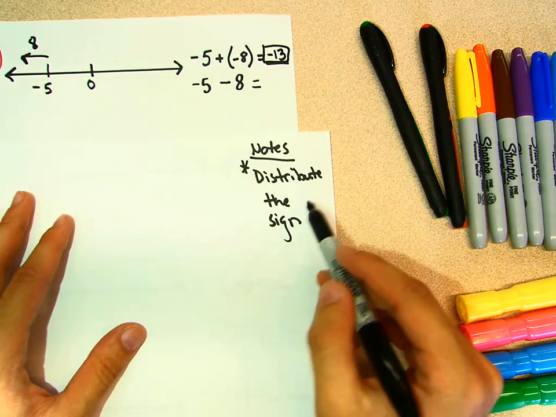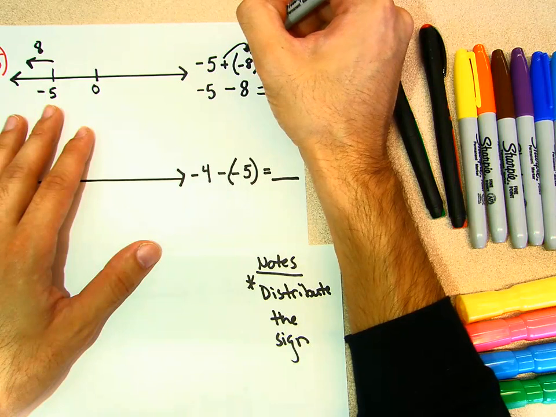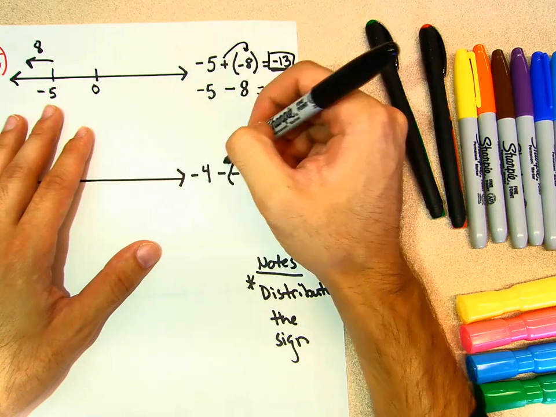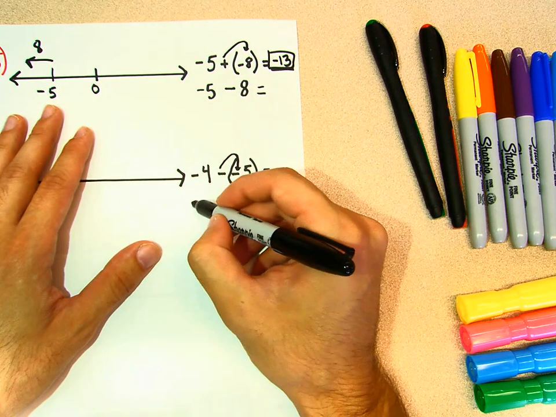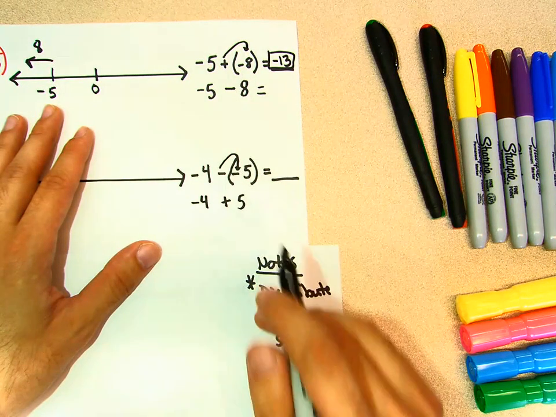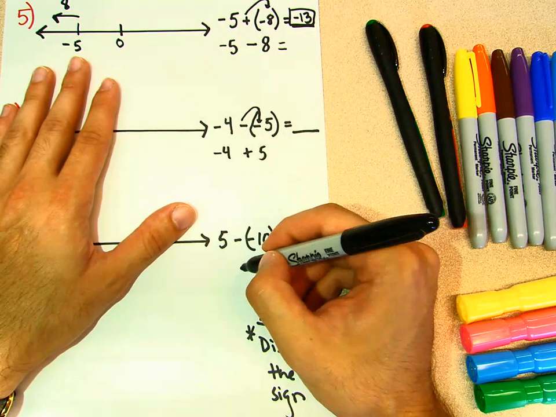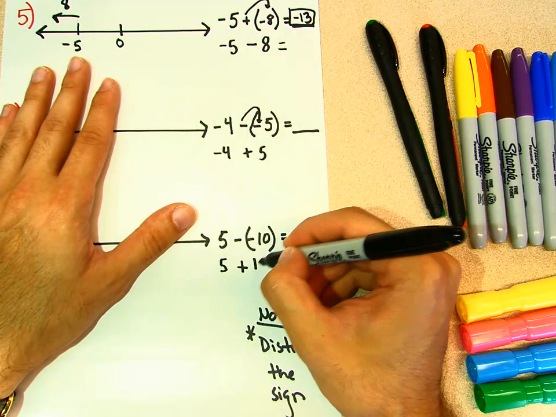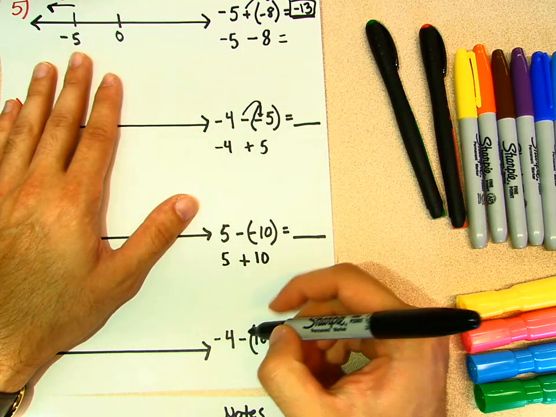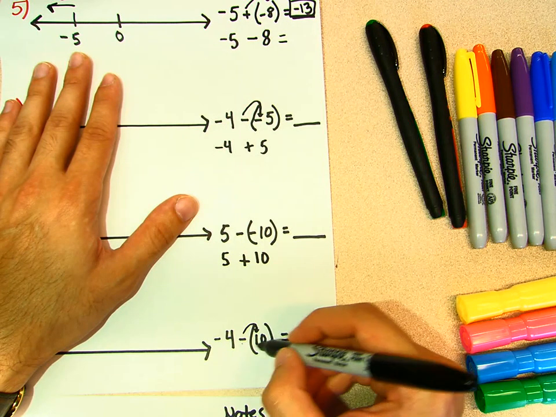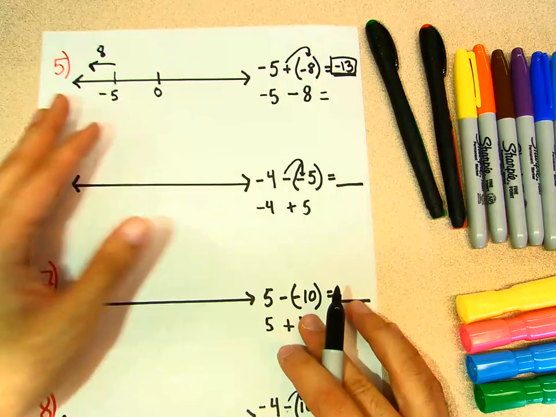Let's look at this one. Distribute the sign. When I say distribute, I'm saying what is positive times the negative? Here, what is negative times the negative? This is positive. So it's negative 4 plus 5. Look at this one. Distribute the negative. Negative times negative is positive. So this is 5 plus 10. Look at this one. Negative 4 minus 10. You distribute the sign. This is a negative times a positive, so that's negative. Okay? And that's all you need to do.